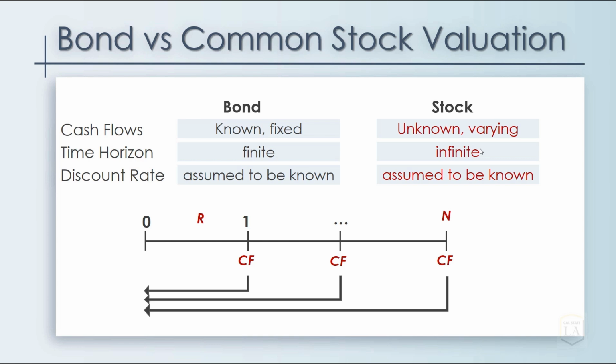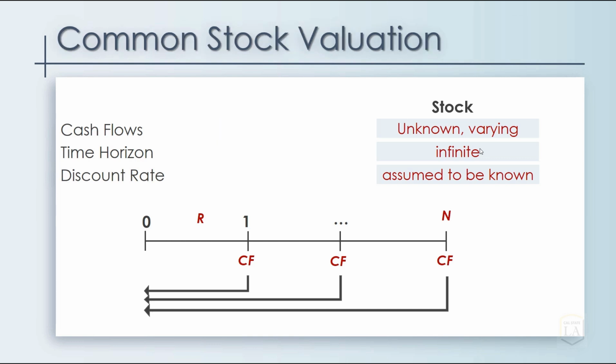So if we focus on common stock valuation, what kind of adjustments need to be made for these three ingredients? First, with cash flows, we're not using just random cash flows here, but we are going to use what's called dividends. Dividends are going to be the cash collection down the road. And in terms of time horizon, yes, it's going to be infinite from now on.